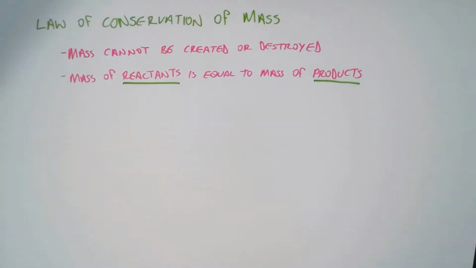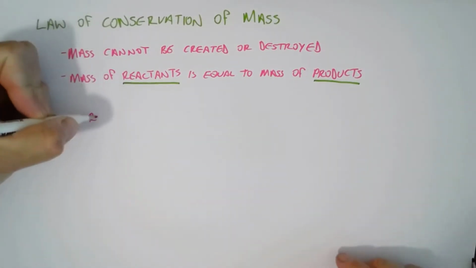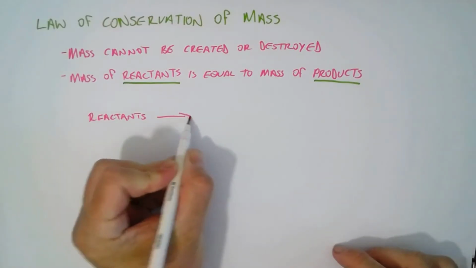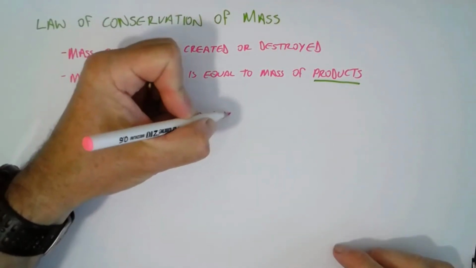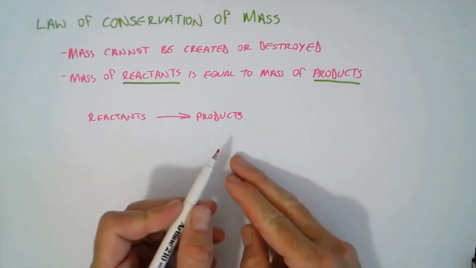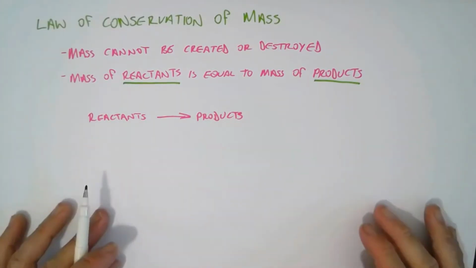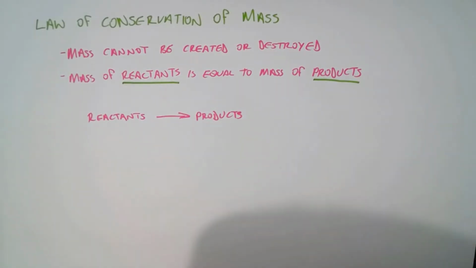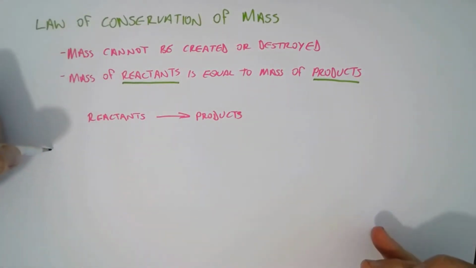So when we express a chemical reaction, we have the reactants on the left-hand side, and then the arrow, meaning the chemical reaction, and then the products on the right-hand side. So the mass of the reactants must be equal to the mass of the products. I'm going to do an example for you of a reaction of burning, or the combustion, of magnesium in oxygen.